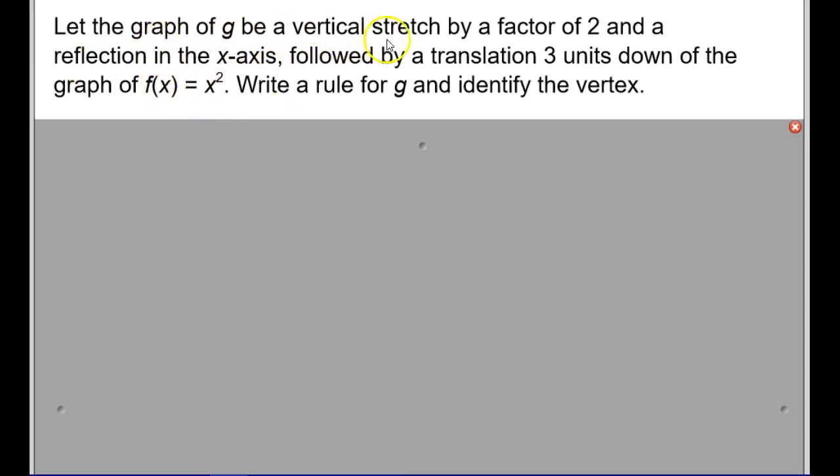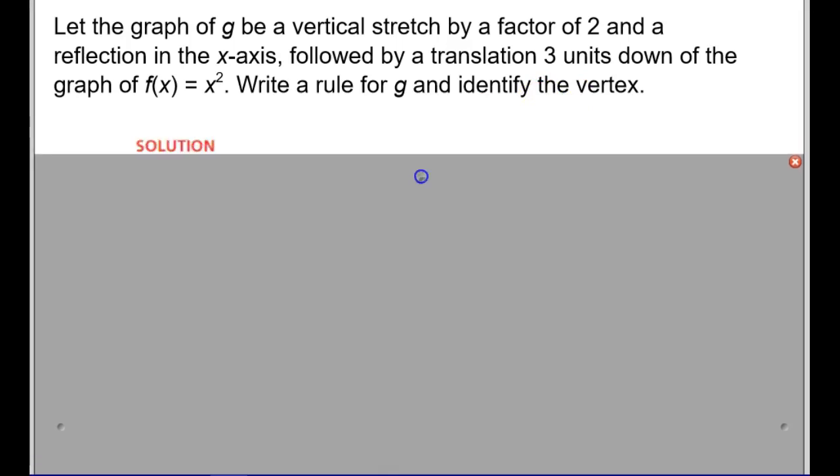So let the graph of g be a vertical stretch by a factor of 2 and a reflection in the x-axis, followed by a translation 3 units down of the graph of x squared. So now I have to write a rule and identify the vertex. When we're dealing with quadratics, we often want to find the vertex. That's just the place where it changes direction.